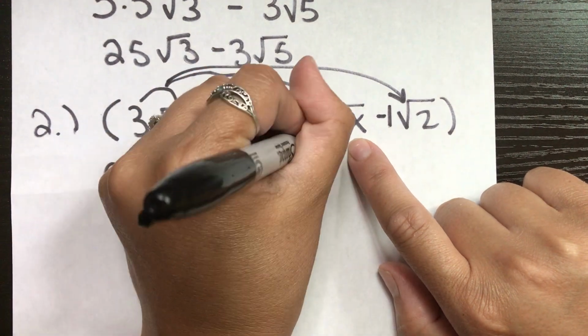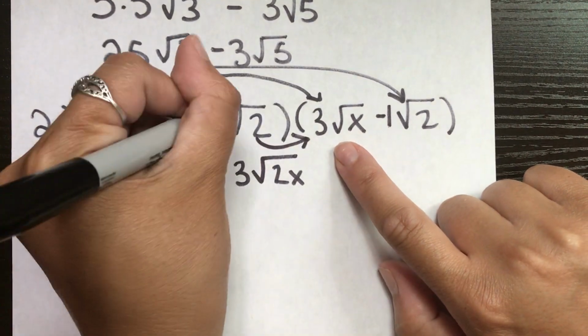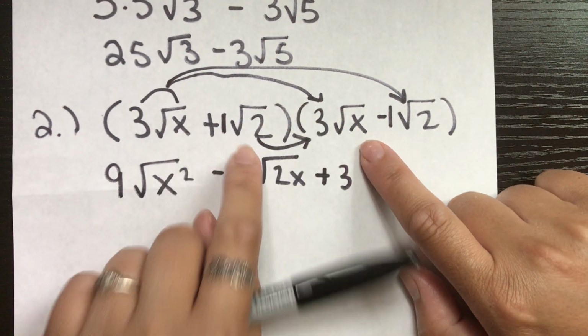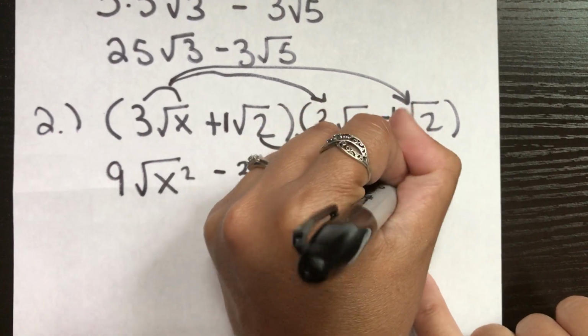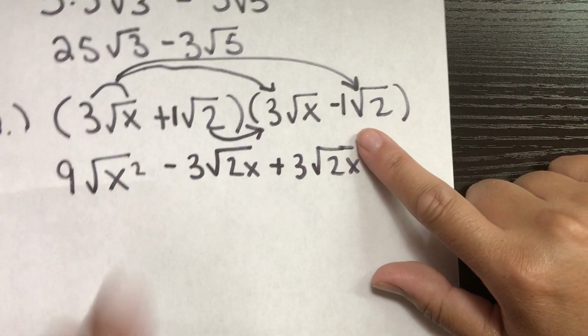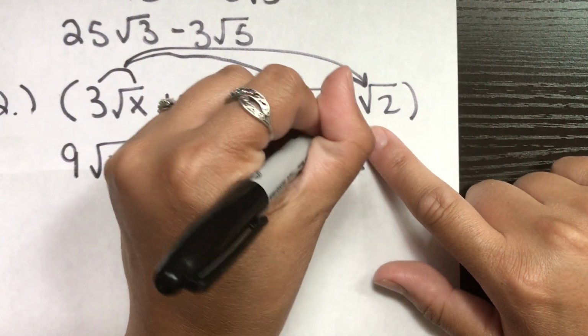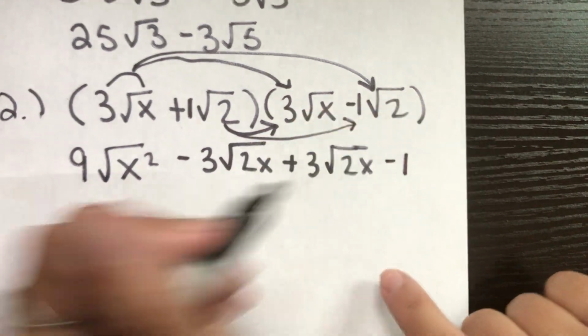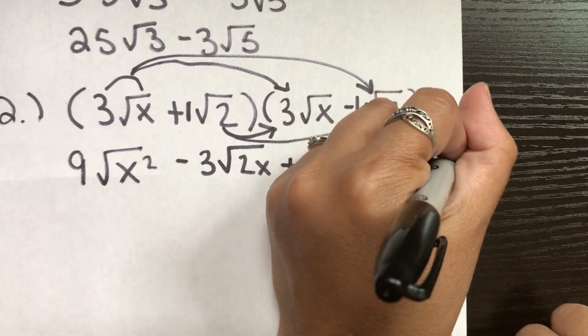Then I'm going to go underneath with my arrows. Here, there's a 1 here. 3 times 1 is just 3. 2 times x is 2x. And then my last arrow, my last multiplication, positive 1 and negative 1 is negative 1 square root 4.